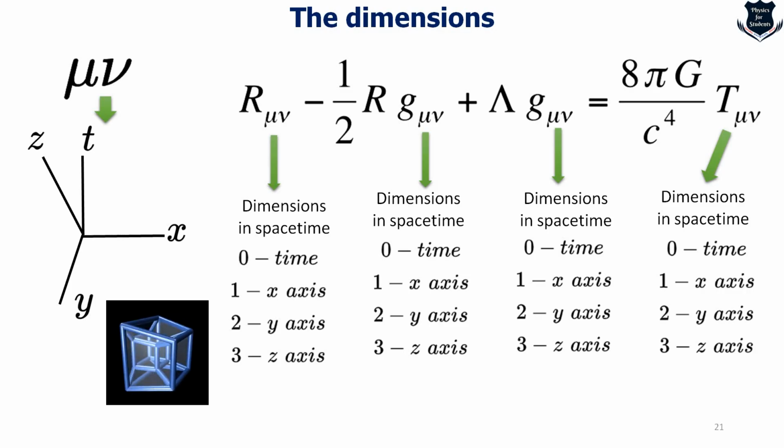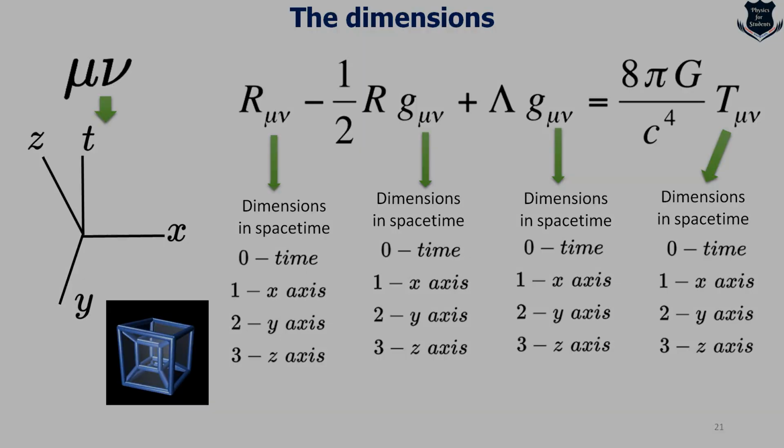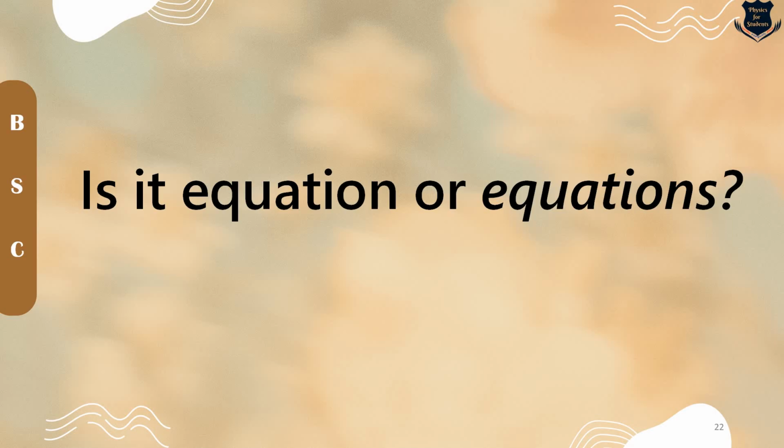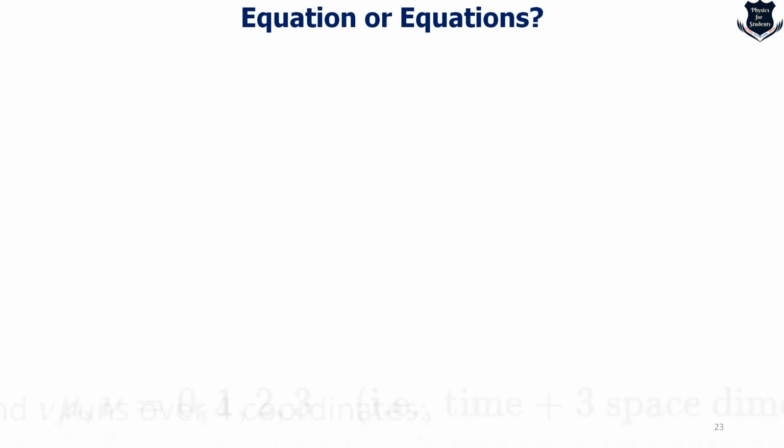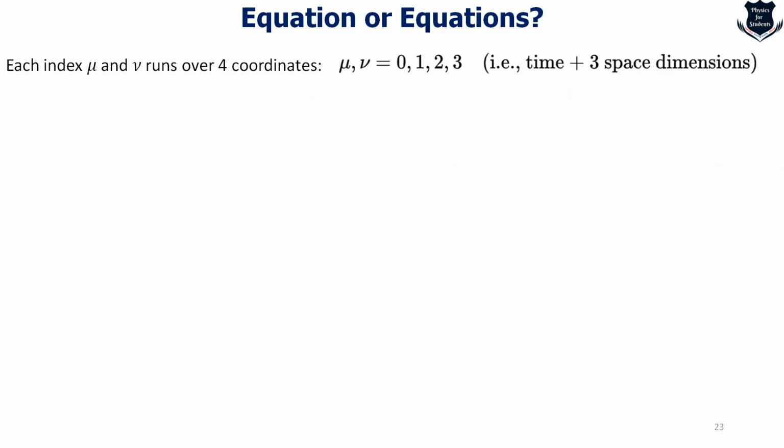Now here is a very important question. I told you that Einstein field equation or equations, not all these dimensions of space-time are adding 4 plus 4 plus 4 plus 4. So we get some kind of 16 components in tensors. So this brings us to the next question, that is, is it Einstein field equation or are these equations in a plural form? So here you need to understand that each index that we are measuring.